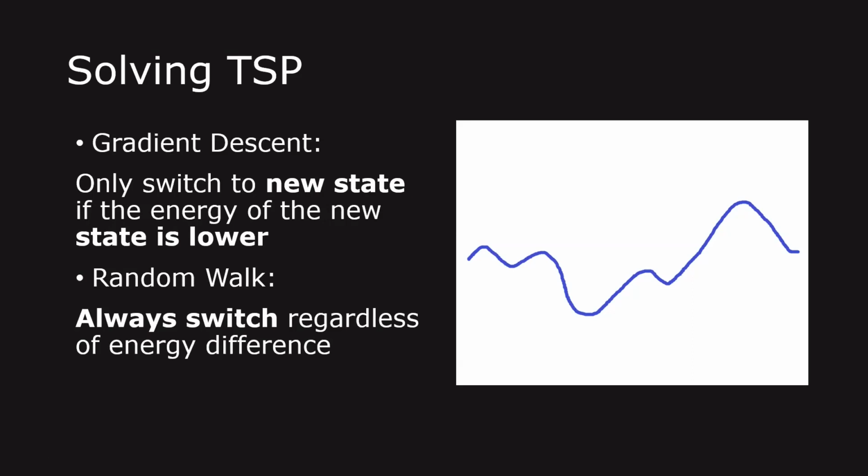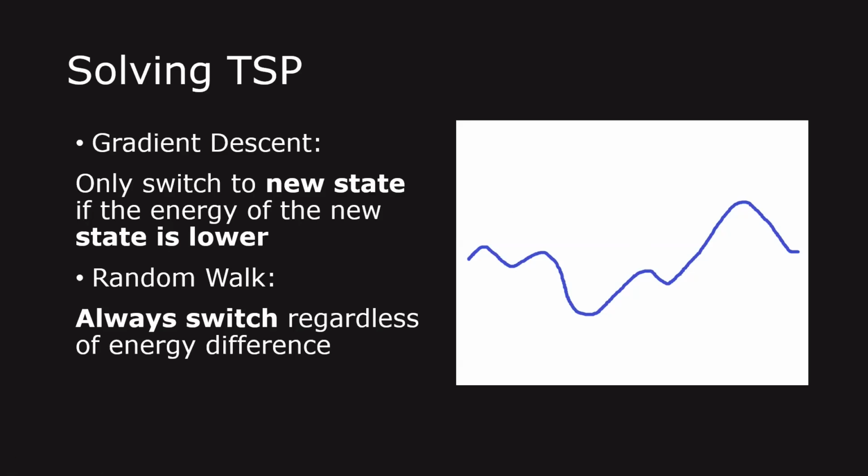On the other hand, we can take the approach of a random walk. Whenever we generate a new state, always take the switch, regardless of the energy difference. So even if the new state's energy is way higher than the energy of the current state, we will take the switch regardless.